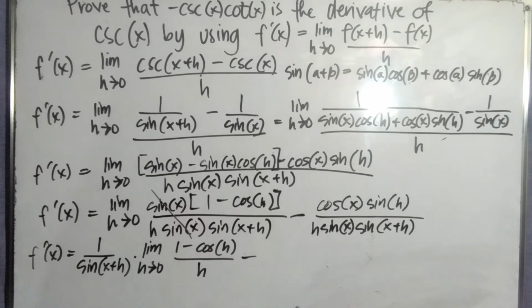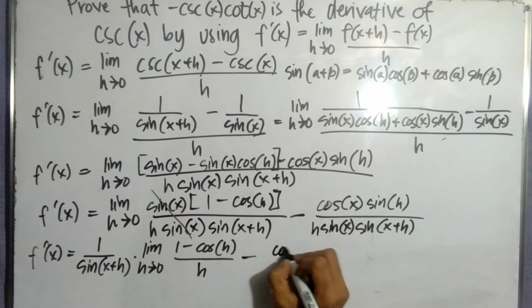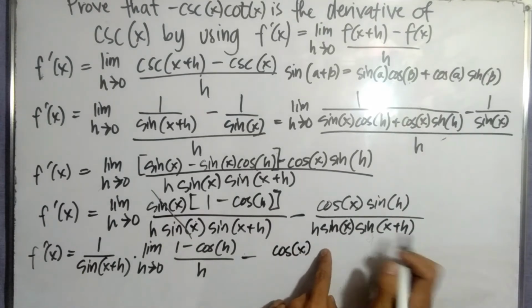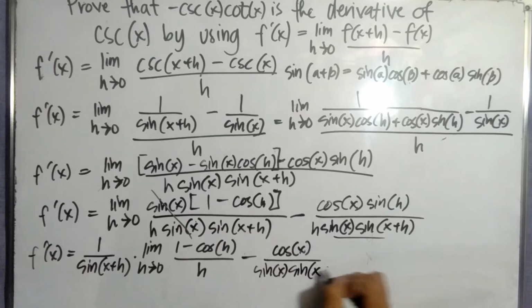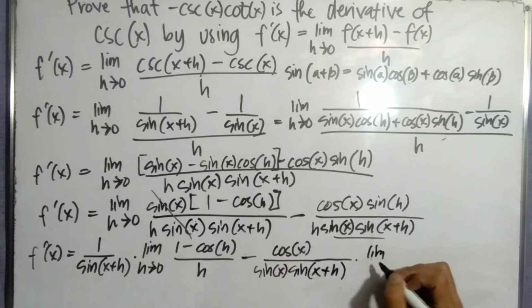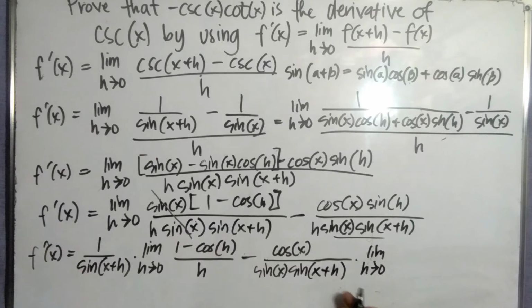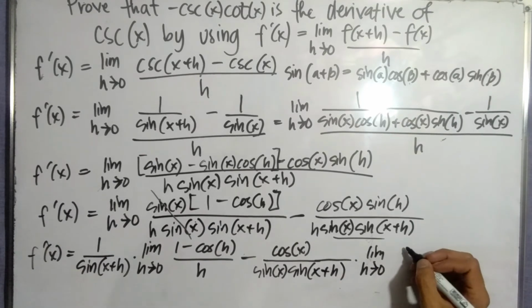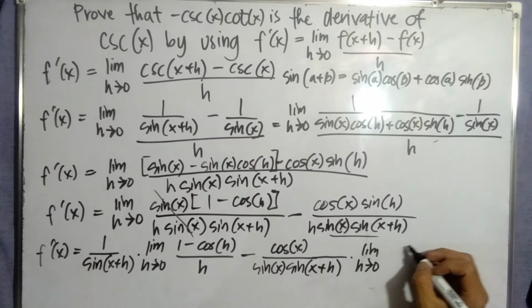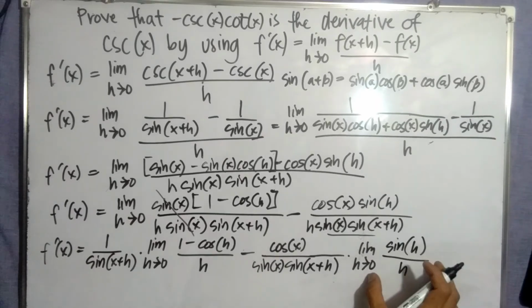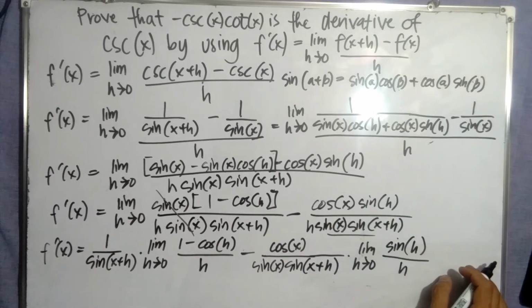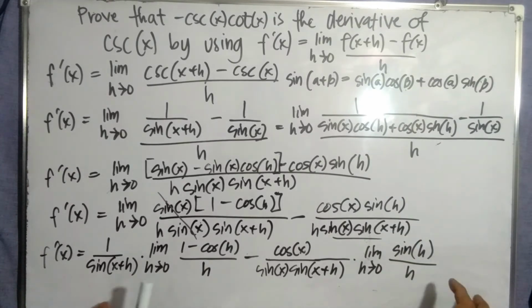Then, minus, labas natin tong cosine x. And ito, labas natin yan. Over sine x times sine x plus h times the limit as h approaches 0. By the way, itong h na to, i-evaluate natin yan mamaya. Pero para mas klaro, itabi muna natin para ma-evaluate natin yung limit sine h over h. So, ito, parehas din naman dito. Diba? So, yan. Naayos na natin yung equation.